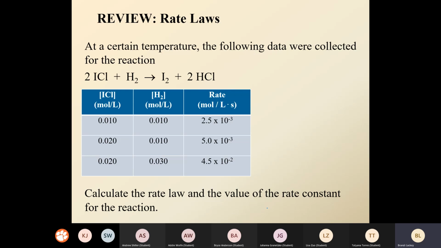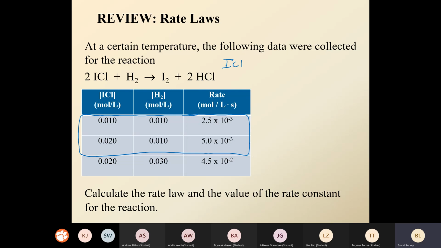All right, so for rate laws, remember you have to figure out what order each reactant is. So you have to figure out that ratio of the change in reactant versus the change in rate. So for the ICl, looking at that one, remember you have to look at where ICl is changing, but H2 stays the same. So H2 is constant during these first two trials. So those are the ones that we're going to use for ICl.